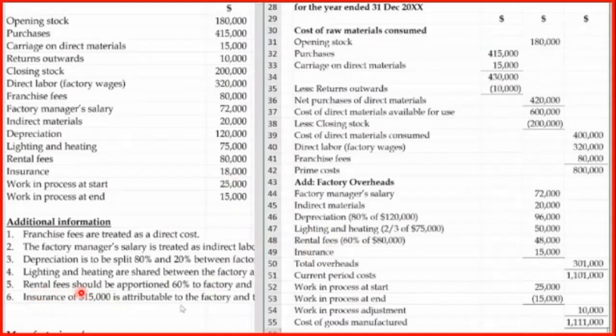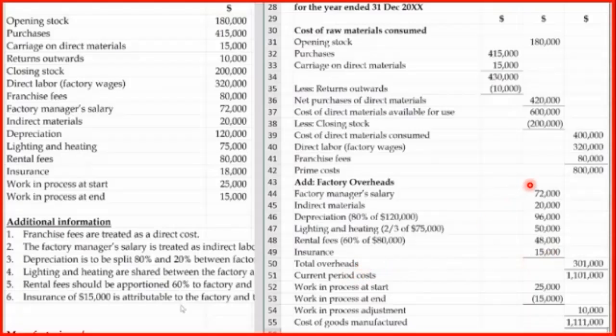Right? Rental fees should be apportioned 60% to the factory, right? So 60% of the rent is for the factory. We take rent from here, 80,000, and multiply it by 60%, and we get 48,000. Okay. Usually the maths required here is just a matter of being able to understand percentages or fractions. We have insurance, 15,000 is attributable to the factory. We put in the 15,000 here. Okay, now we notice you have 18,000 here, so only 15,000 goes in here.